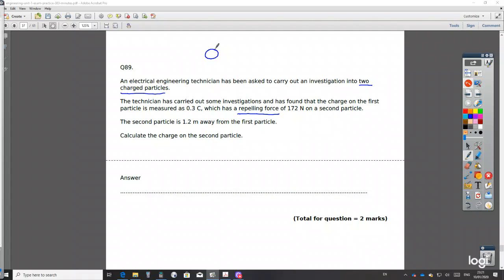So let's imagine that each particle is a sphere. Because they repel, they can either be both positively charged or both negatively charged. Regardless of whether they are positive or negative, it doesn't matter. There is a repelling force, so it doesn't require us to find out if it's all plus or all minus.